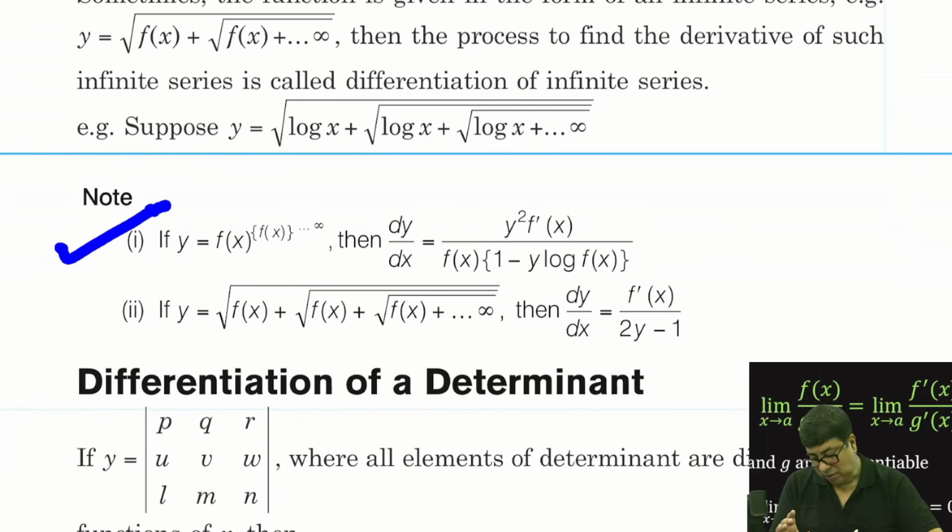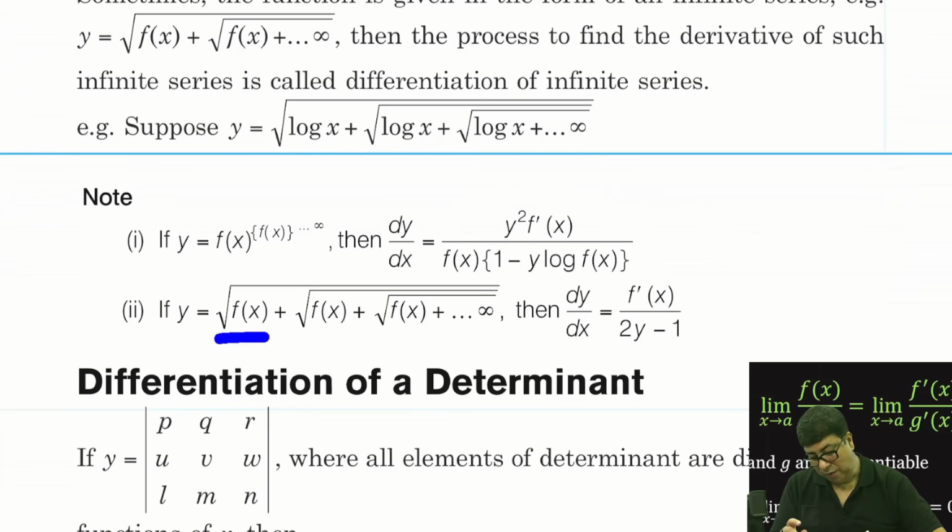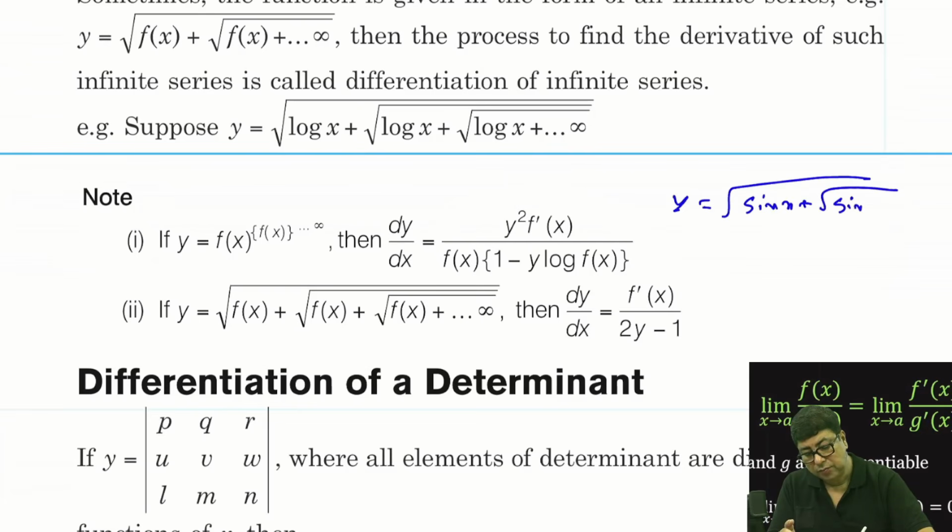Okay, so in this case, y equal to f(x) to the power f(x) to the power f(x) up to infinity, then dy/dx equal to y square f dash x by f(x) into (1 minus y log x). This is a very important formula, very important formula. And one more thing, y equal to f of, we have seen a lot of sums, everybody, like y equal to root of (r of sin x plus root of r of sin x up to infinity).